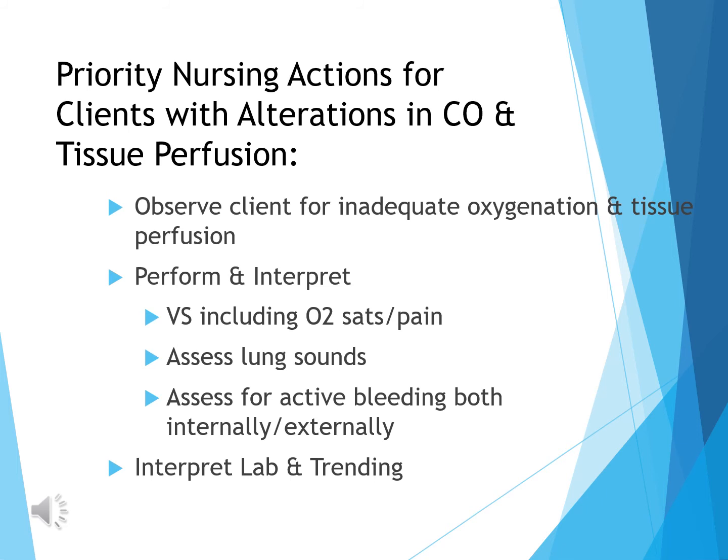So we're going to observe the client for inadequate oxygenation and tissue perfusion, perform and interpret our vital signs, including our O2 saturations and our pain levels. Also assessing lung sounds, making sure we have good breath sounds in all lobes. Assessing for active bleeding, both internally and externally. So internally, again, you're going to look for changes in mentation status if you have a bleed in the heart, or maybe you have a bleed in the abdomen. We're going to be looking for a distended abdomen becoming firm with a lot of discomfort.